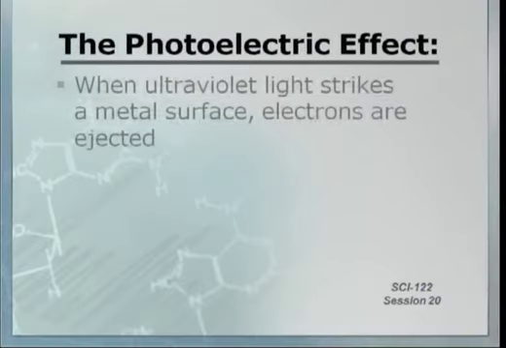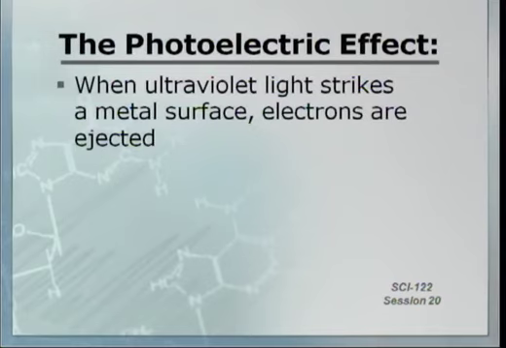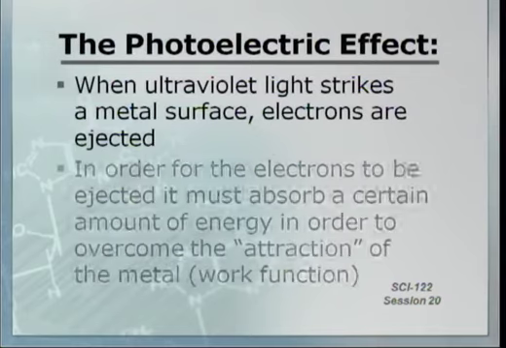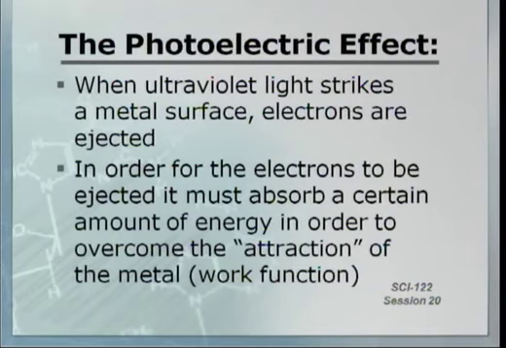In the case of the photoelectric effect, we find that when ultraviolet light strikes a metal surface, electrons are ejected. Now, of course, in order for the electrons to be ejected, it must absorb a certain amount of energy in order to overcome the attraction of the metal. We call this the work function.